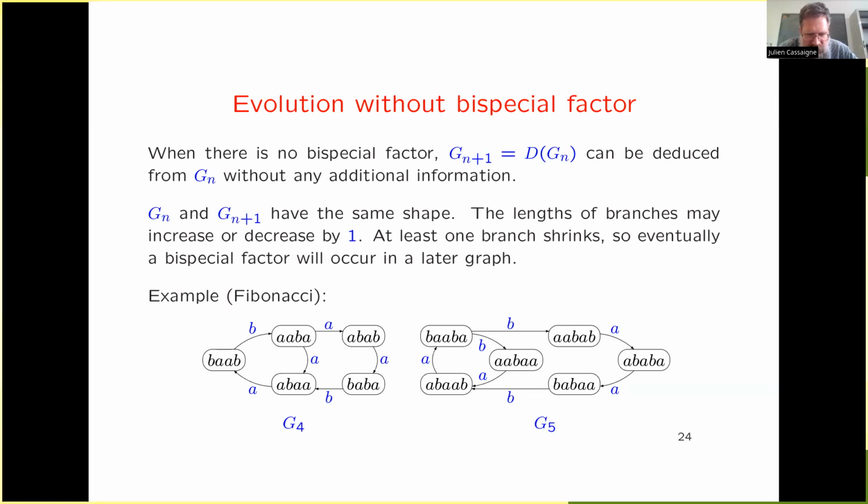And the only thing that changes is the common part between the two loops. In G4, the two loops have a common part of length 2, and in G5, they have a common part of length 1. And what will happen is that the length of this common part will decrease by 1 each time you increase n. And so at some point, it will become 0, which means that this common part will shrink to a single vertex, which will be bispecial.